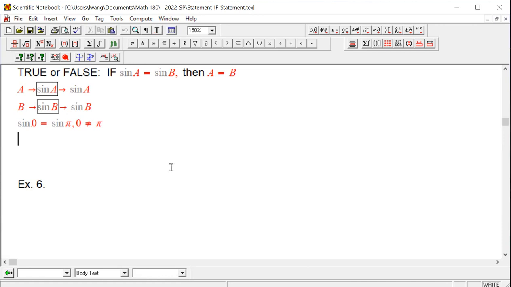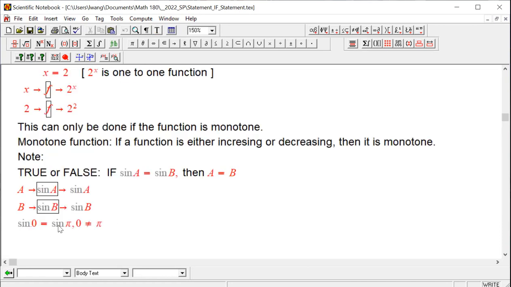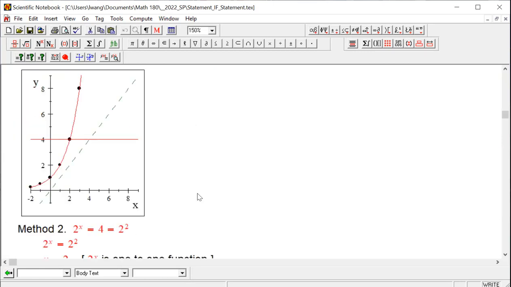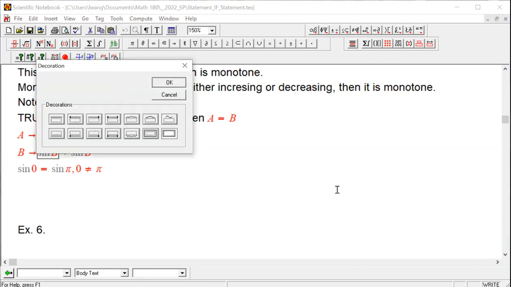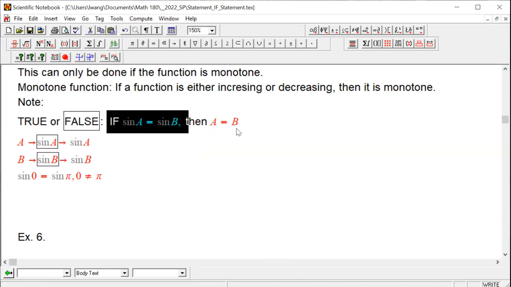Do you see that? That's why for the sine function, which is not monotone, we learned that before, sine is going up and down periodically. Sine is not monotone. So you cannot use this property we used for example number 5. So this is a completely false statement. Just because the outputs are the same does not mean the inputs are the same.